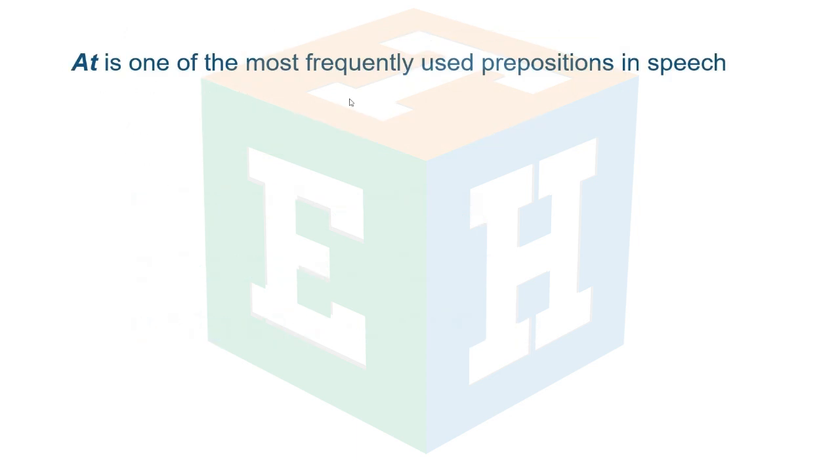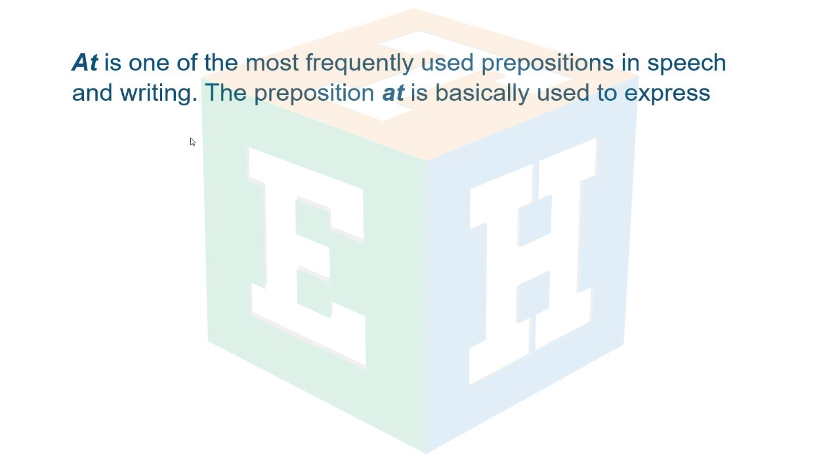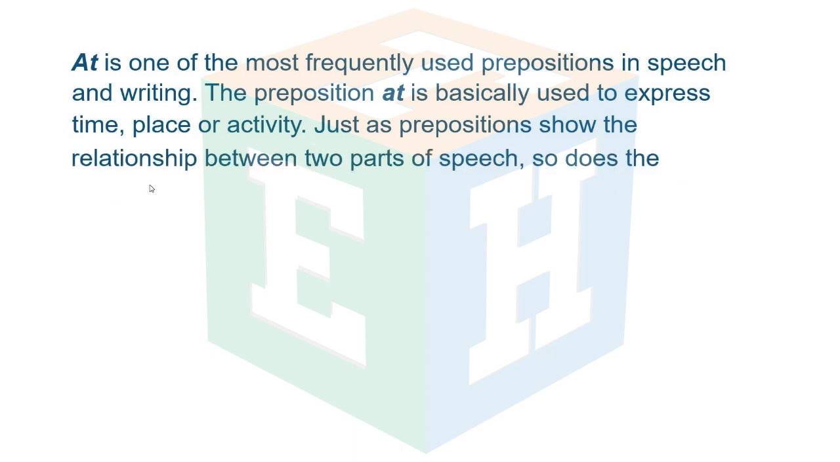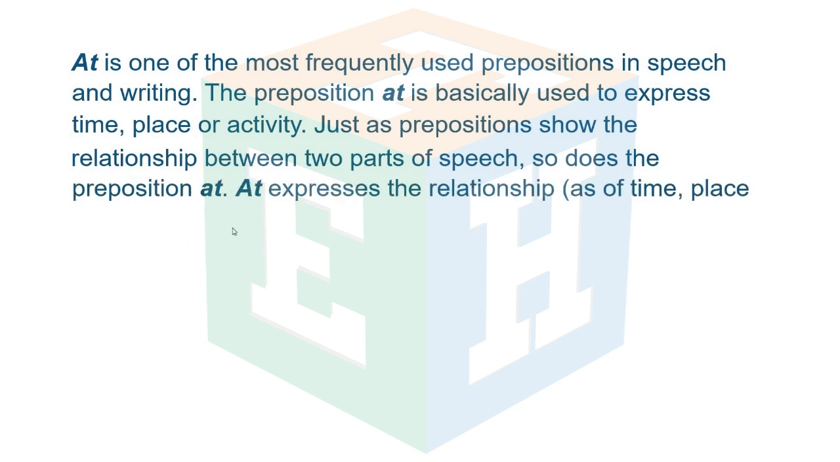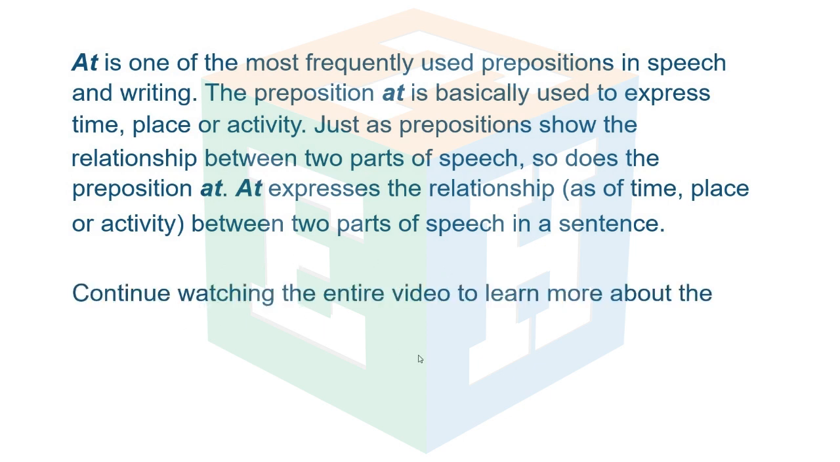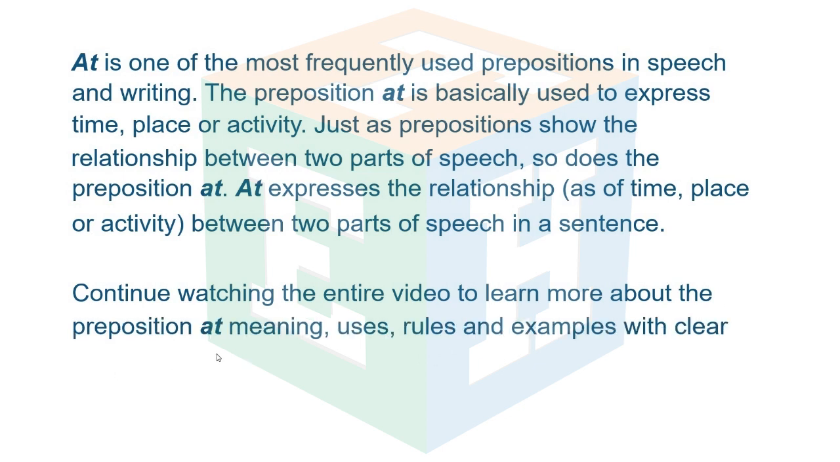At is one of the most frequently used prepositions in speech and writing. The preposition at is basically used to express time, place, or activity. Just as prepositions show the relationship between two parts of speech, so does the preposition at. At expresses the relationship as of time, place, or activity between two parts of speech in a sentence. Continue watching the entire video to learn more about the preposition at meaning, uses, rules, and examples with clear explanation.